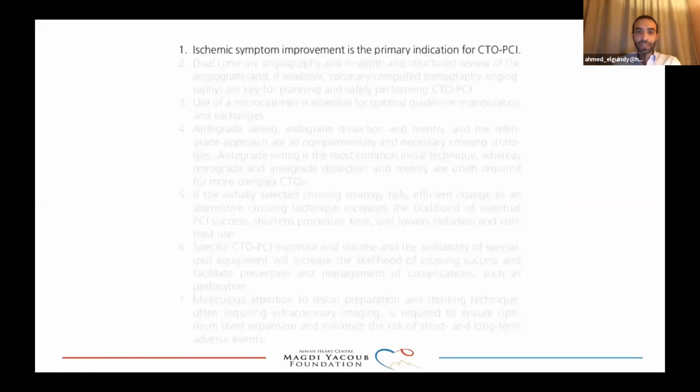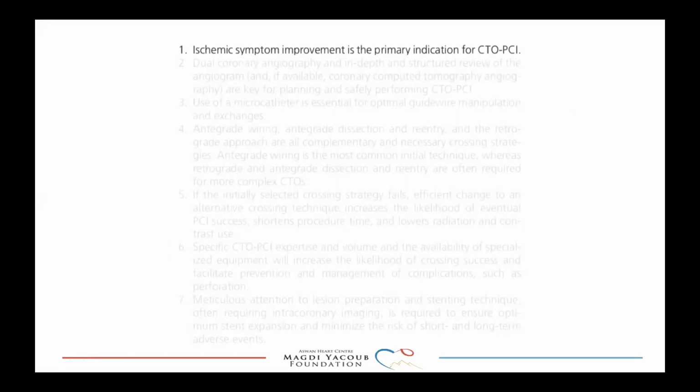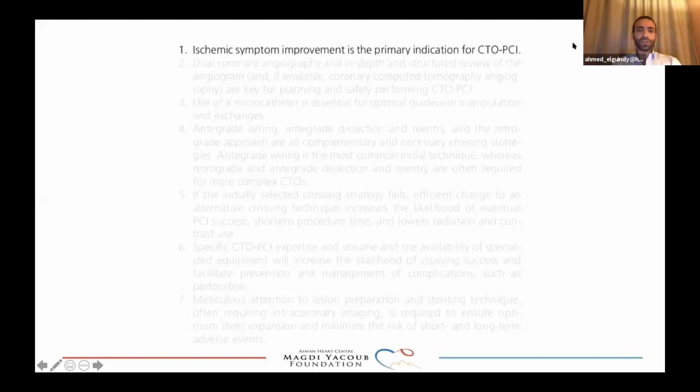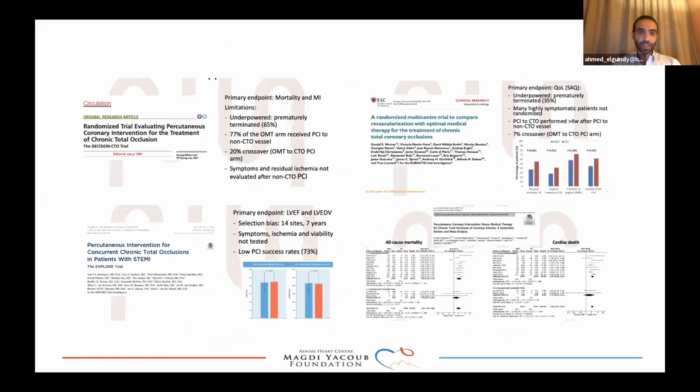So we have 7 key principles. The first is obviously understanding the indication of the procedure, and we totally understand that synonymous and similar to the rest of stable coronary artery disease interventions, improvement of symptoms is our primary objective and the primary indication.